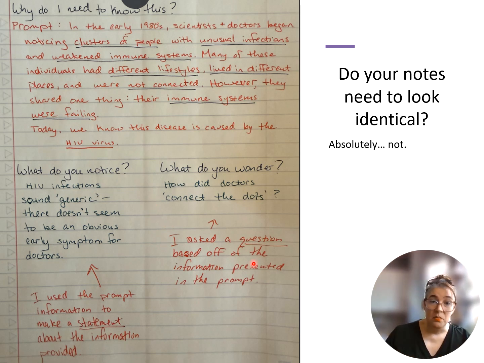I asked a question based off of the information presented in the prompt, whereas my I notice, I use the prompt information to make a statement about the information provided. So do you see how there's a difference between these? And do you see how intentional you can be with this? And it's not just something to ignore or think is silly.